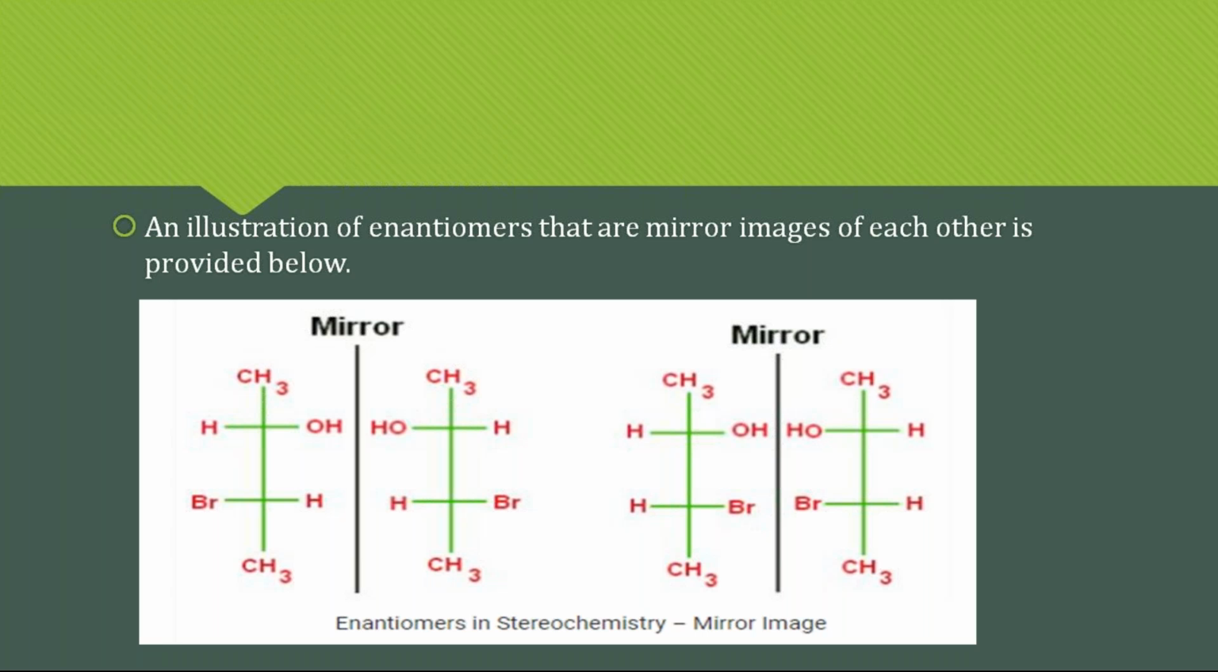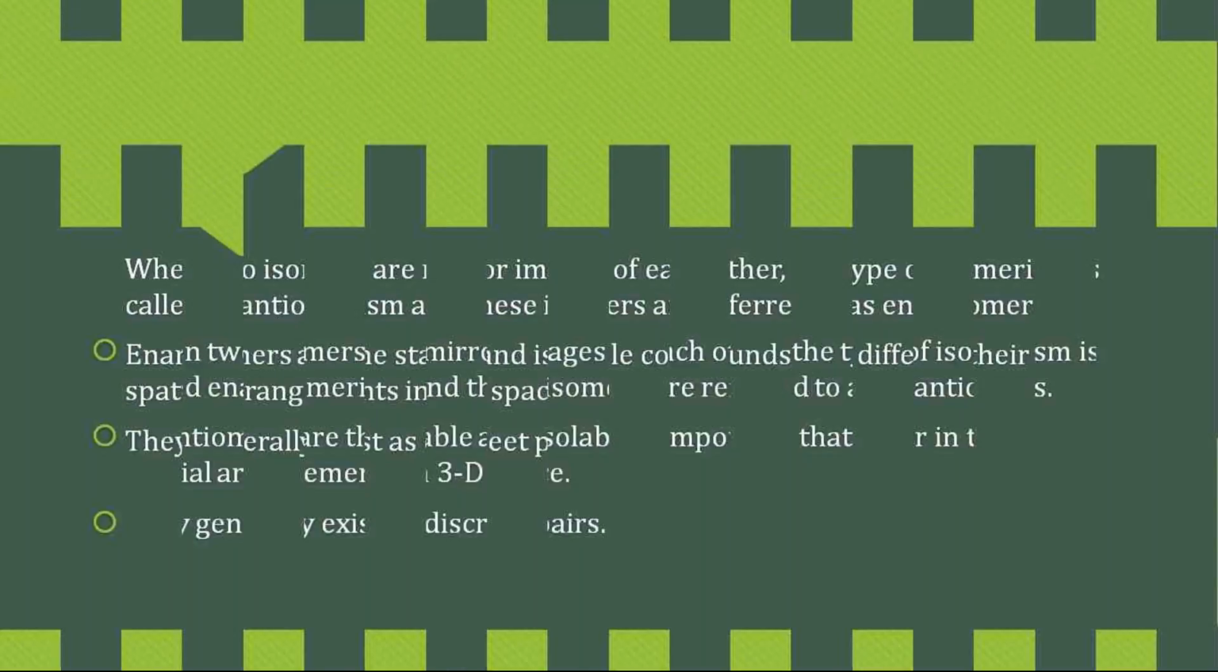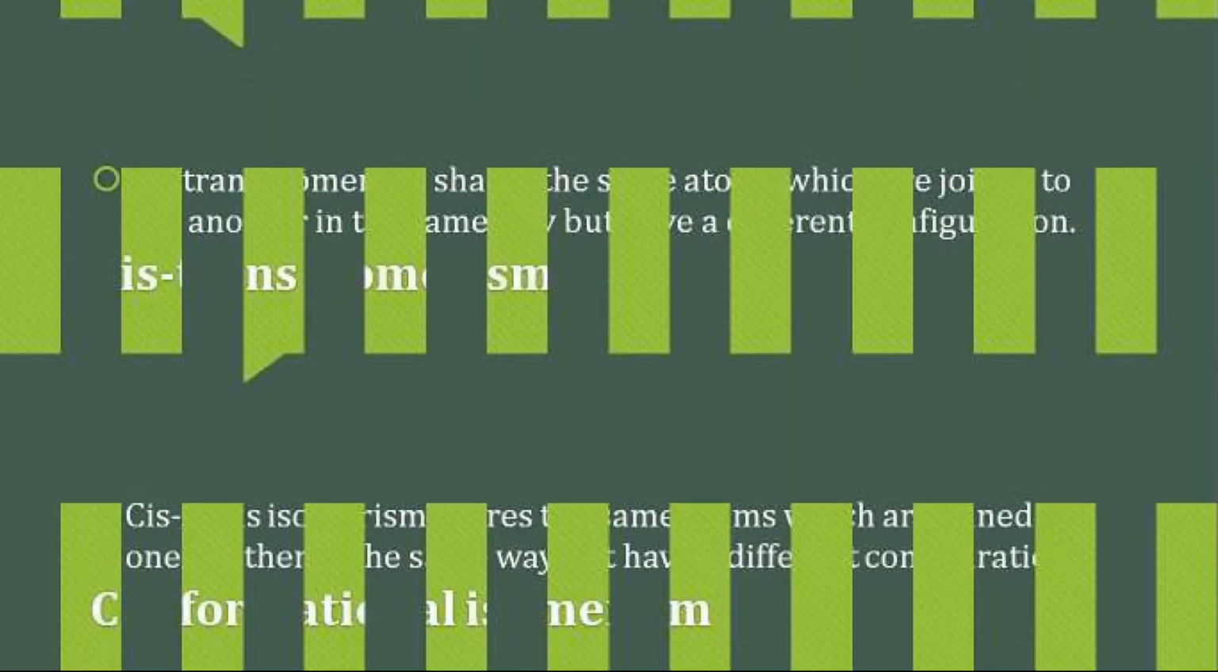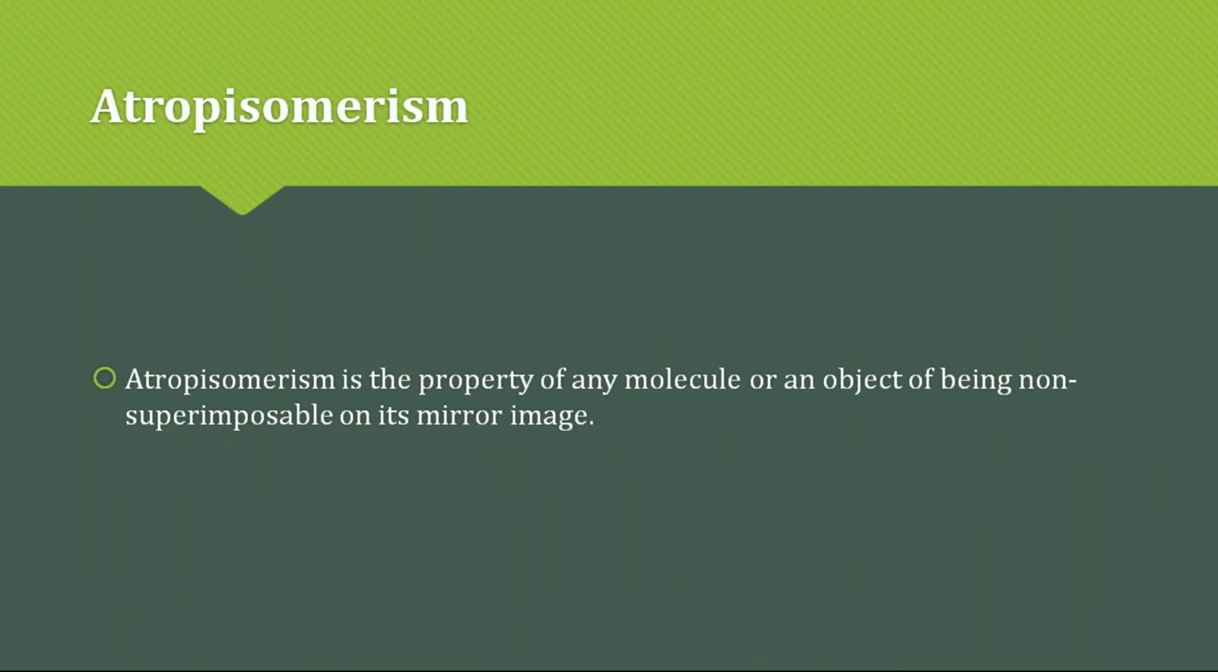Ma'am, what is the difference between atropisomerism and enantiomerism? Atropisomerism, yes. Atropisomer is just a non-superimposable mirror image. That's it. But an enantiomer will have this plane polarized light rotating towards left or right.